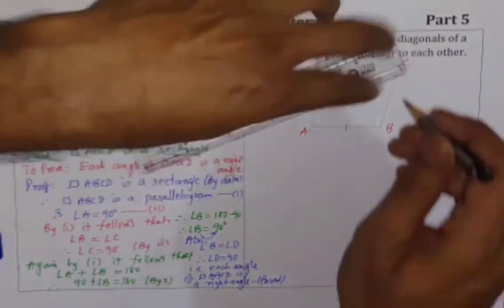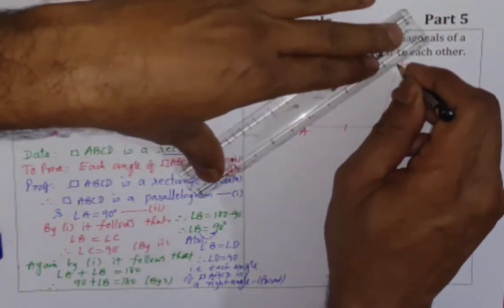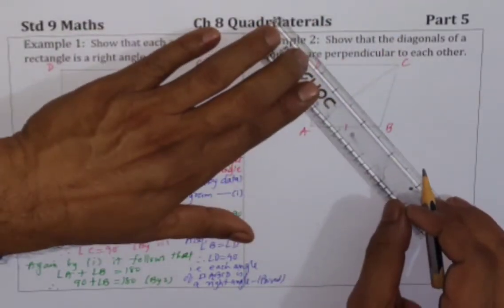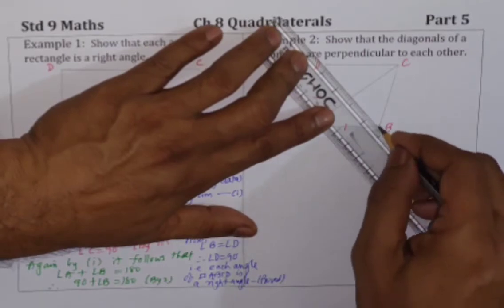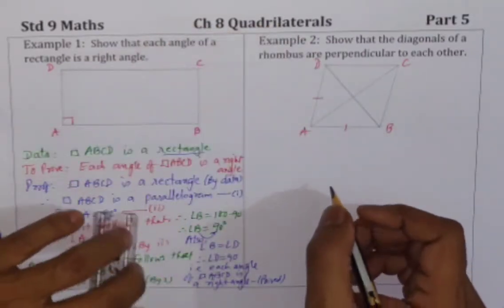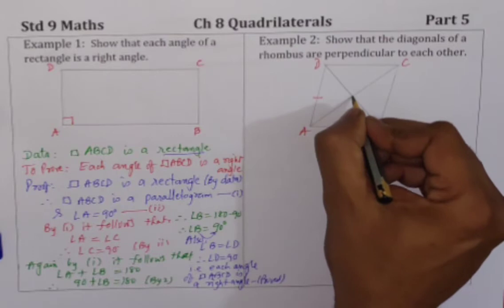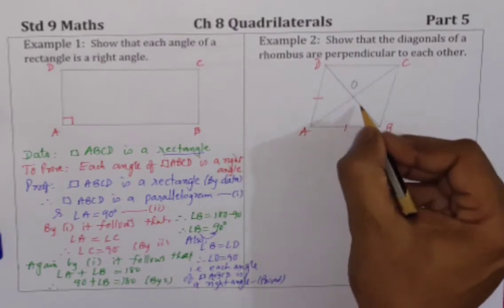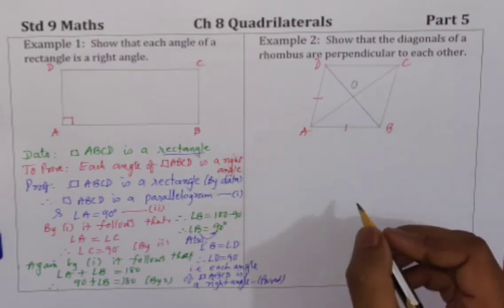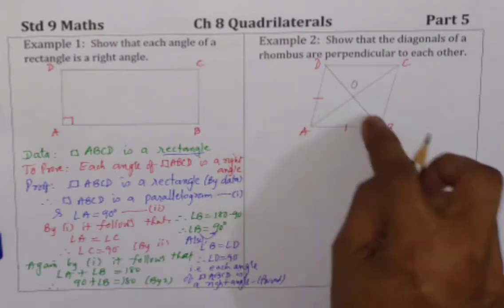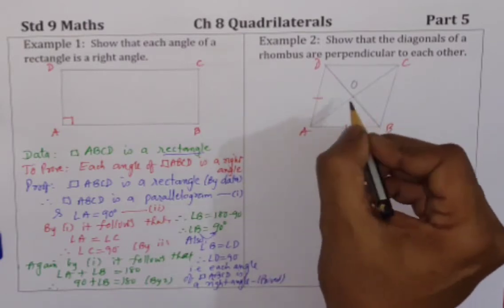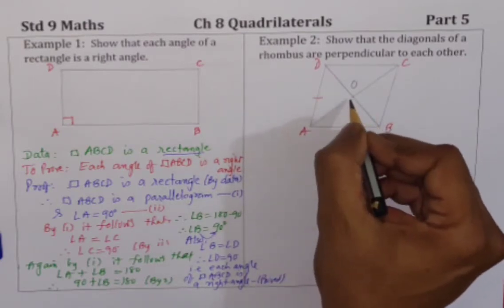So let me draw diagonals. AC is one diagonal. BD is the other diagonal. Suppose they intersect in point O. Then we have to prove angle AOB is equal to 90. Angle AOB is 90. Children, these two sides are equal. Okay. And I have to prove this is right angle.